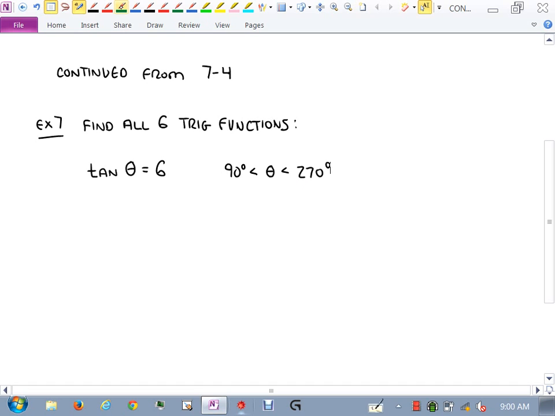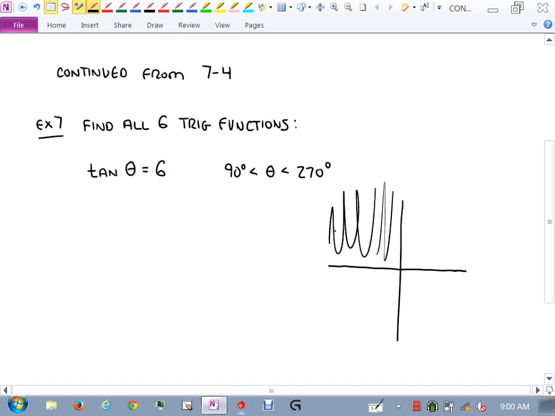So I'm going to start out here by taking a look at the tangent. The fact that tangent is 6 means that tangent is positive, correct? And tangent can only be positive where? 1 and 3, right? Quadrant 1 and 3. So what I can do is I can eliminate quadrant 2 and quadrant 4 just using the fact that tangent is positive. Y'all with me on that?